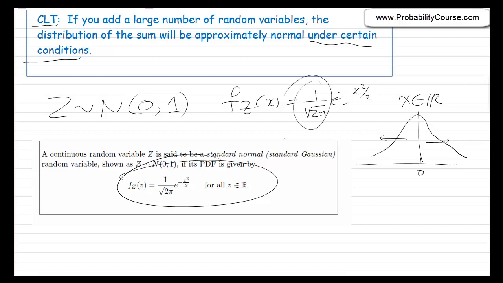Now, what is this square root 2 pi? It's just because we want to normalize it so that the total area under the curve becomes 1. So basically, we need to have the integral from minus infinity to plus infinity of f_Z(x) dx be equal to 1. And that's why we need this factor 1 over square root 2 pi. And it is shown in the textbook that the constant must be 1 over square root 2 pi.